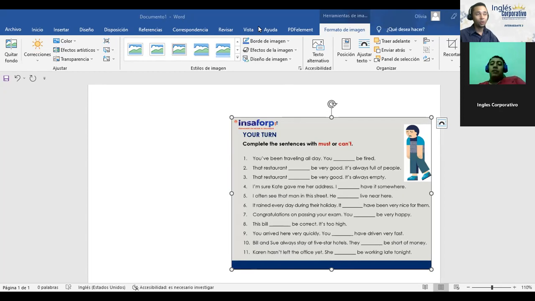Ah, but look, it's always full of people. So that restaurant can't, cannot. It must. That restaurant must be very good. It's always full of people. Siempre está lleno.